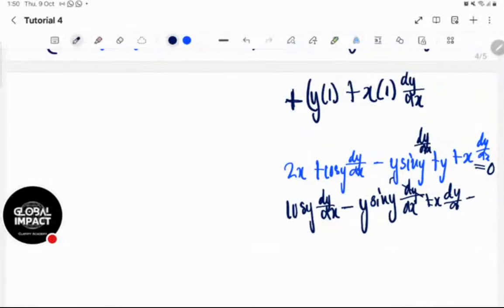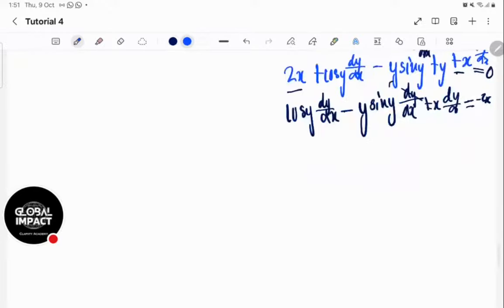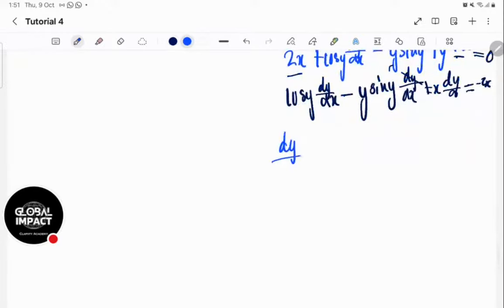When it says is equal to 2x plus x, that's 3x, it goes to the other side and becomes negative 3x. But this x actually has, so it's just going to be negative 2x. Then what we're going to do is bring out the dy dx. So dy dx comes out.